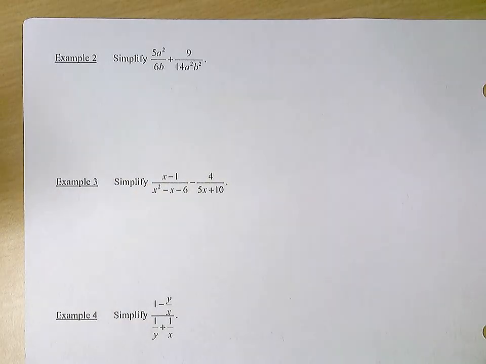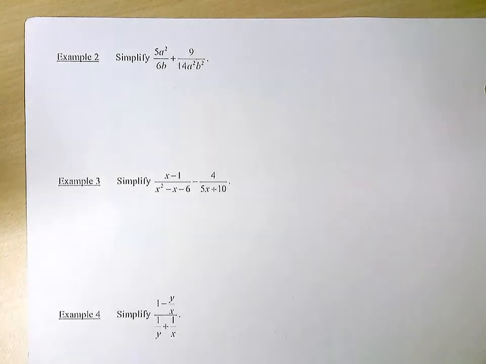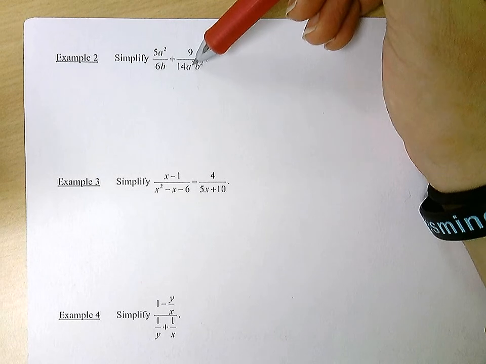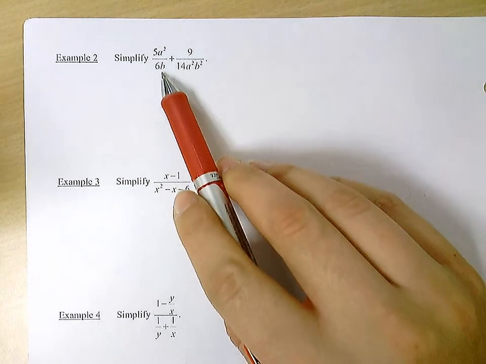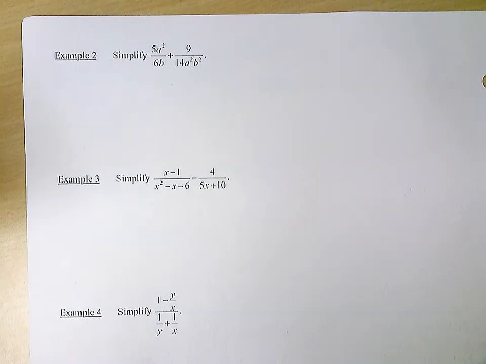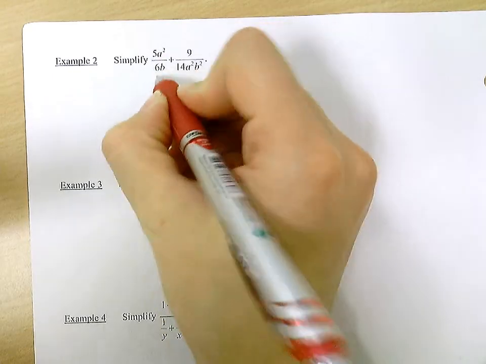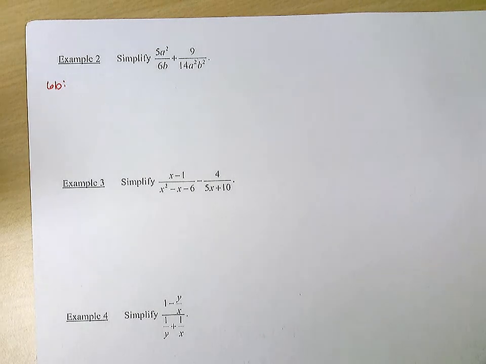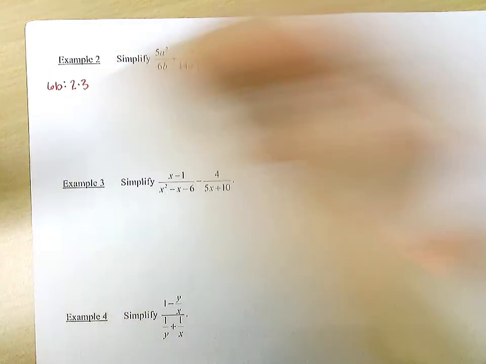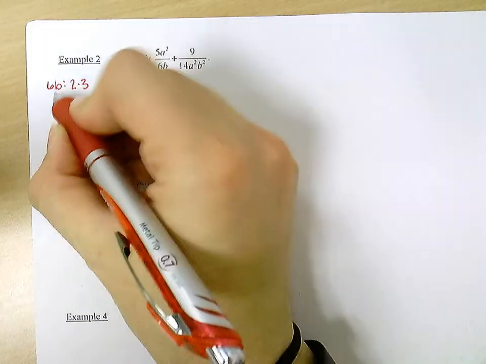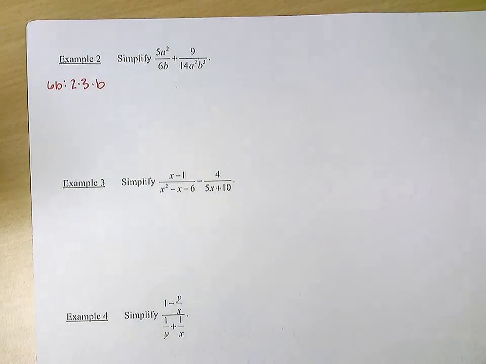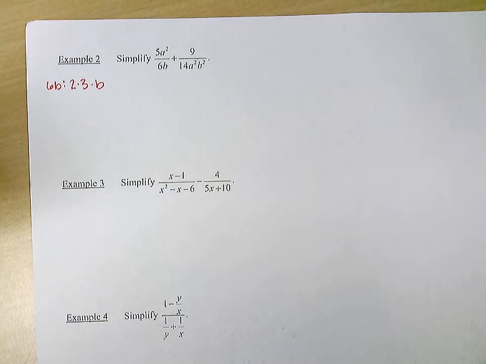All right, example 2: we want to simplify 5a squared over 6b plus 9 over 14a squared b squared. We need to find the LCM of our denominators just like we were doing on the front. I'm going to take 6b and factor it just like we did before. The factors of 6 are 2 times 3, and then we also have a b. So that's factoring out that first denominator.